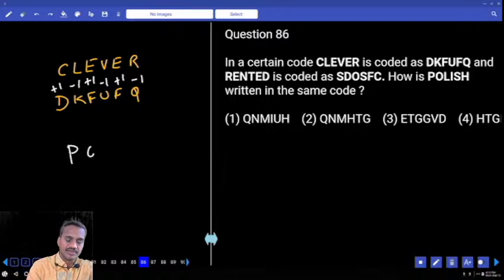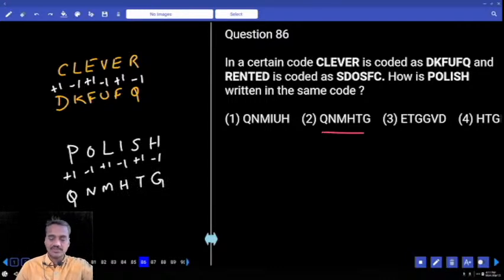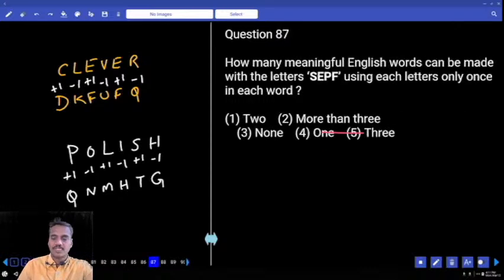And in the same way, what is the code for the word polish? P plus 1, minus 1. L plus 1, minus 1. S plus 1, minus 1. P plus 1 is Q, O minus 1 is N. L plus 1 is M, I minus 1 is H. S plus 1 is T, H minus 1 is G. Hence QN, MH, TG. QN, MH, TG, choice to 86.